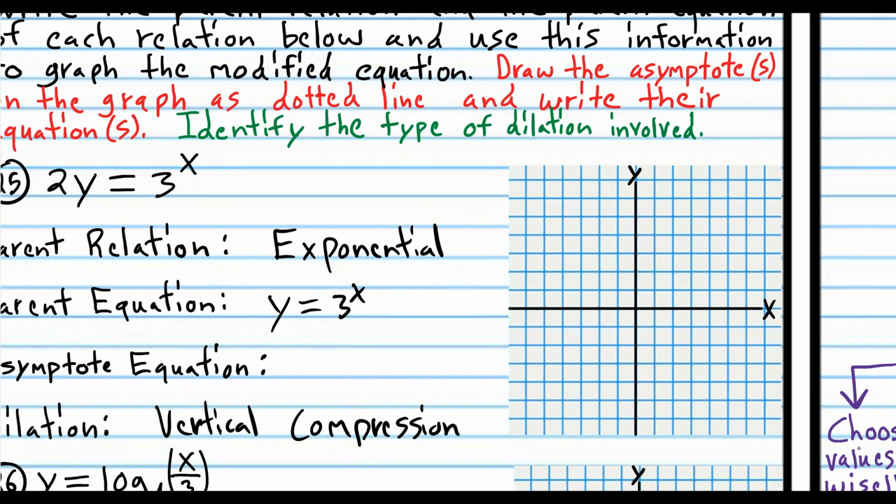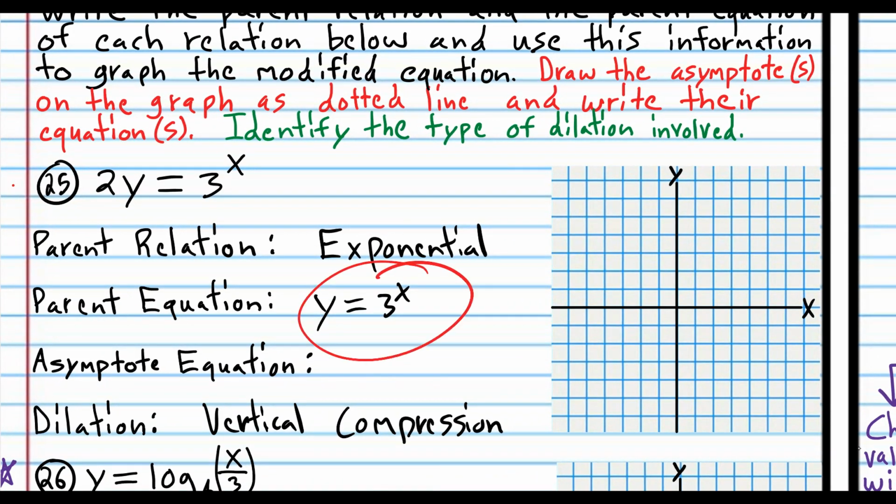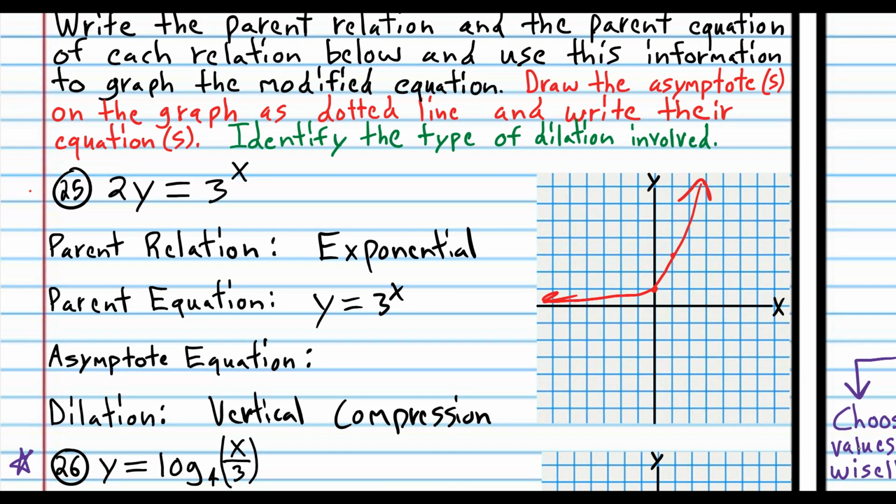So our normal graph, if you look at this parent graph here, again, (0, 1) is always on the curve. You plug in 1, you get 3. Plug in 2, you get 9, and so on and so forth. So our parent graph looks something like this, but we're compressing vertically. So that means we're going to push down on the graph. We're going to push down like so, and it's going to go down.